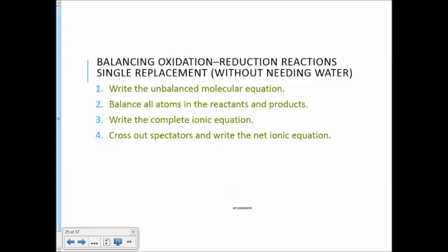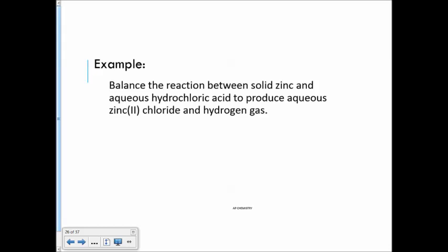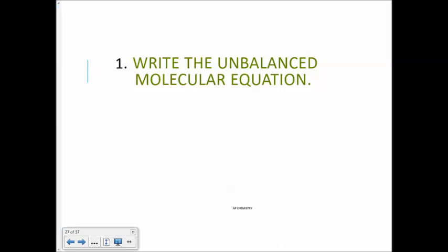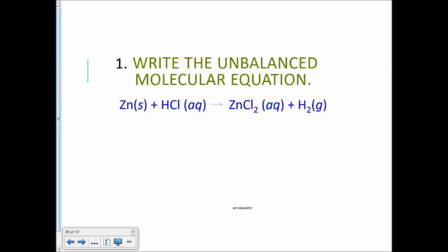All right, now for regular ones without needing water, they're just like balancing regular reactions. So for this example, balance the reaction between solid zinc and aqueous hydrochloric acid to produce zinc chloride and hydrogen gas. So we would start out by writing the molecular equation just like we normally would, right? Just like you did in the other equation chemistry. And why I say we don't need water here is because there aren't any oxygens in the reaction. You don't see any oxygens up here, so we wouldn't need water. Okay?